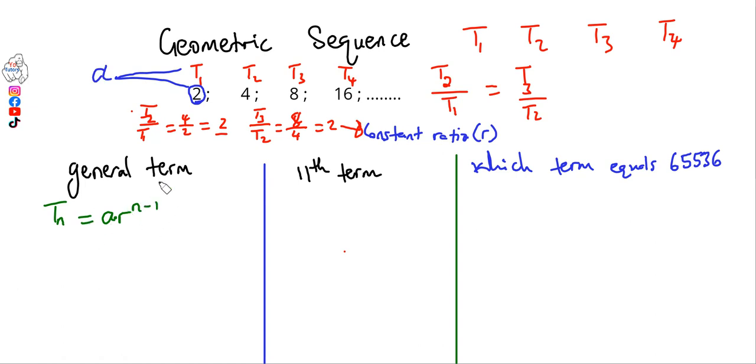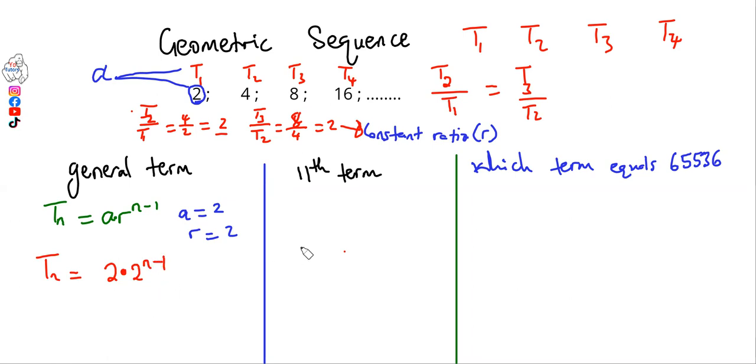So what do we need to do to get the general term? We substitute what we have. Our A is equal to 2, and our R is also equal to 2. So how do we get the general formula in this case? Tn is therefore 2 times 2 to the power n minus 1.